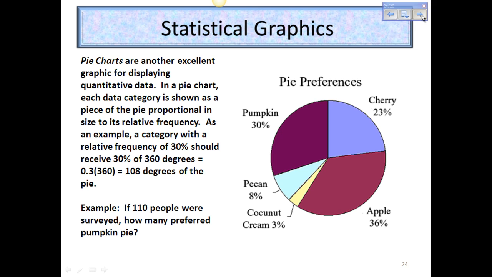Now, a type of problem that you might be asked to do with a pie chart is, if 110 people were surveyed, how many preferred pumpkin pie? So we have 110 people being surveyed, and we need to know what is 30% of 110. So we say, what is 30% of 110? And 110 times 0.3 is 33. So 33 people out of the 110 preferred pumpkin pie.